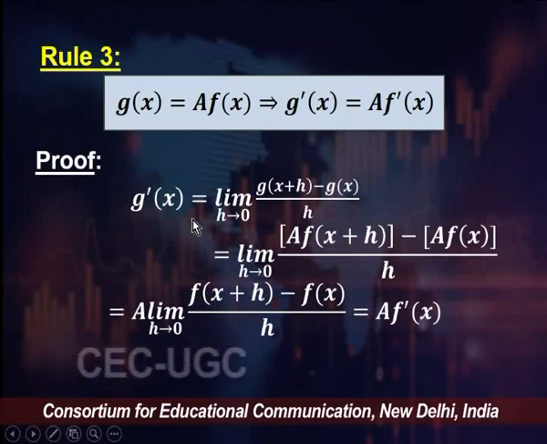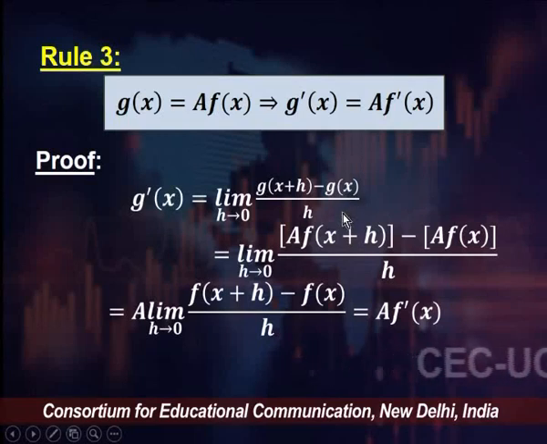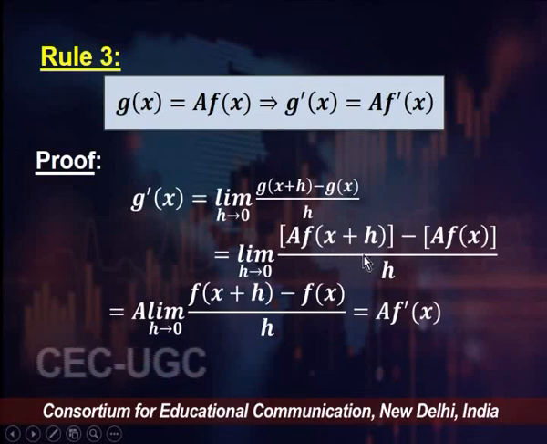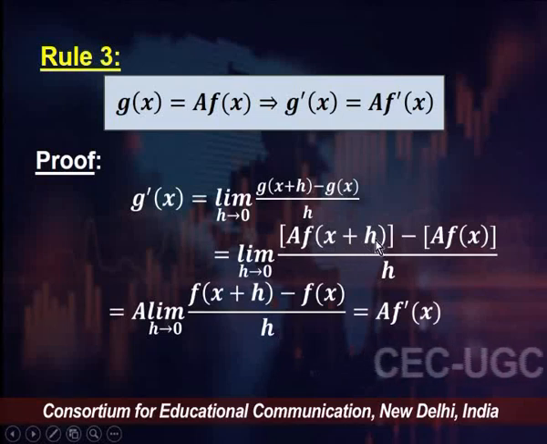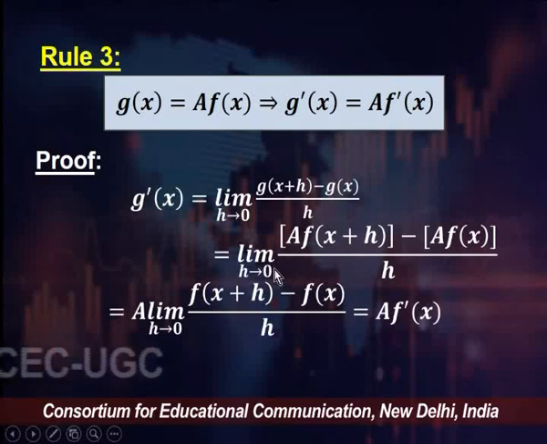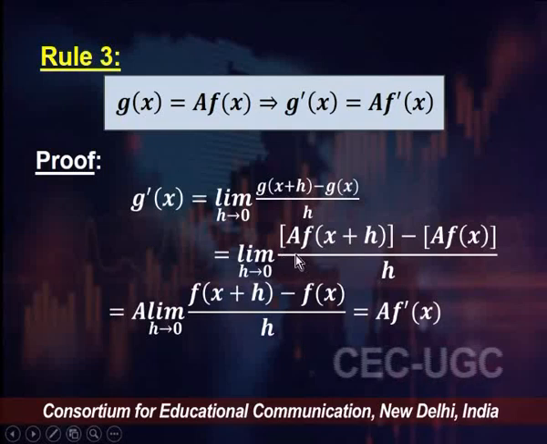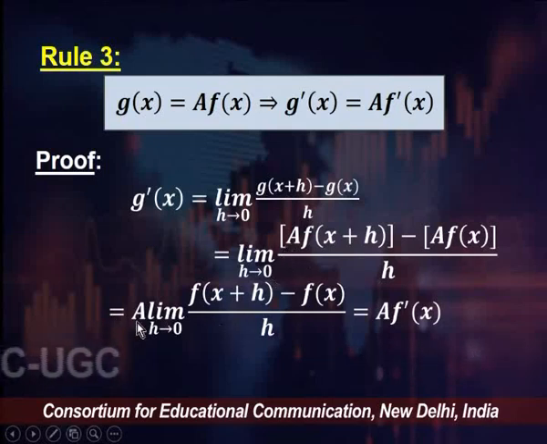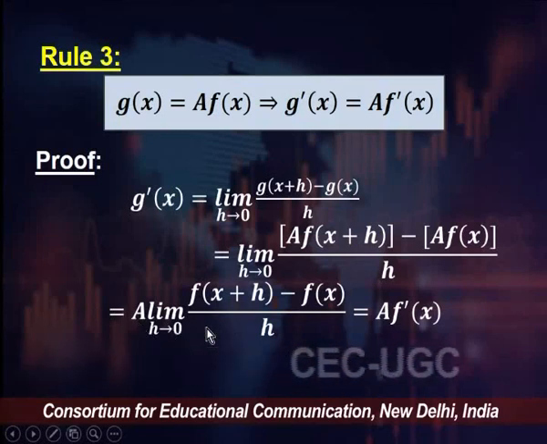So g prime of x is the limit of g of x plus h minus g of x divided by h as h tends to 0. g of x plus h is A times f of x plus h, and g of x is A times f of x. So all we can do here is take A common in this step, and because the limit is over h, capital A will not be affected by this limit operator, so A can be brought out of the limit, and we are left with A times f prime of x.